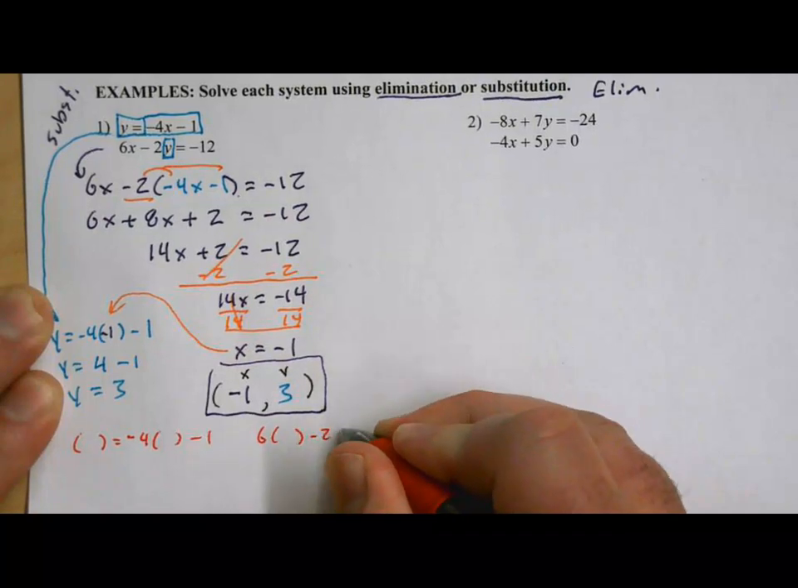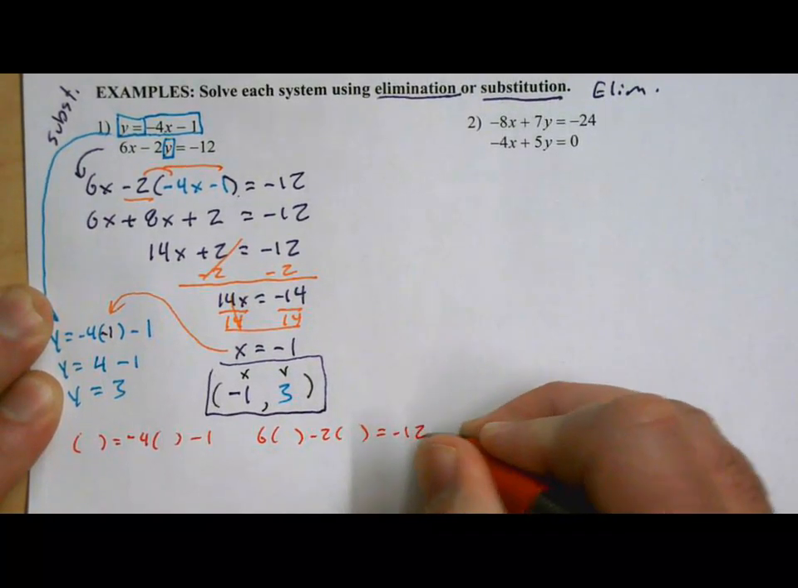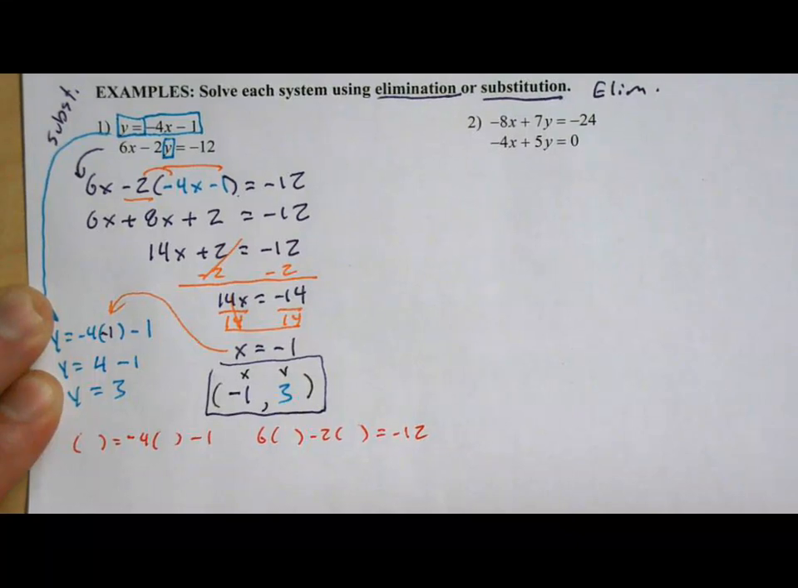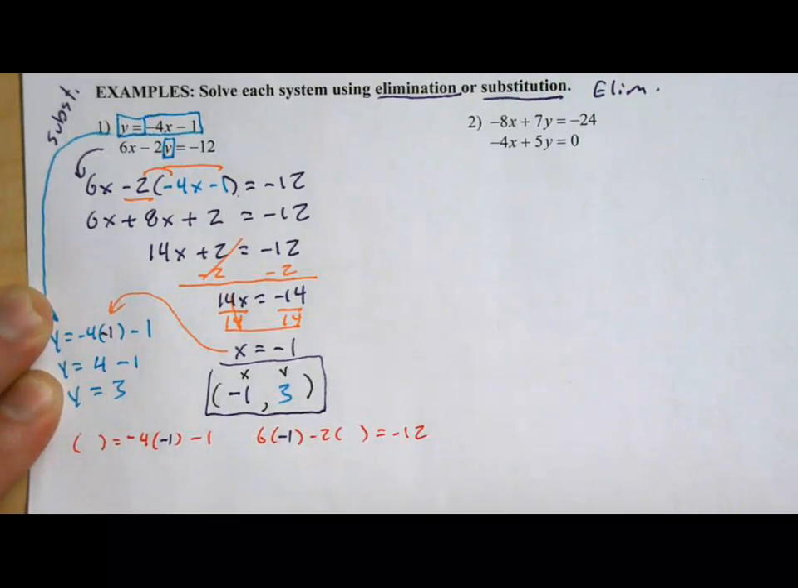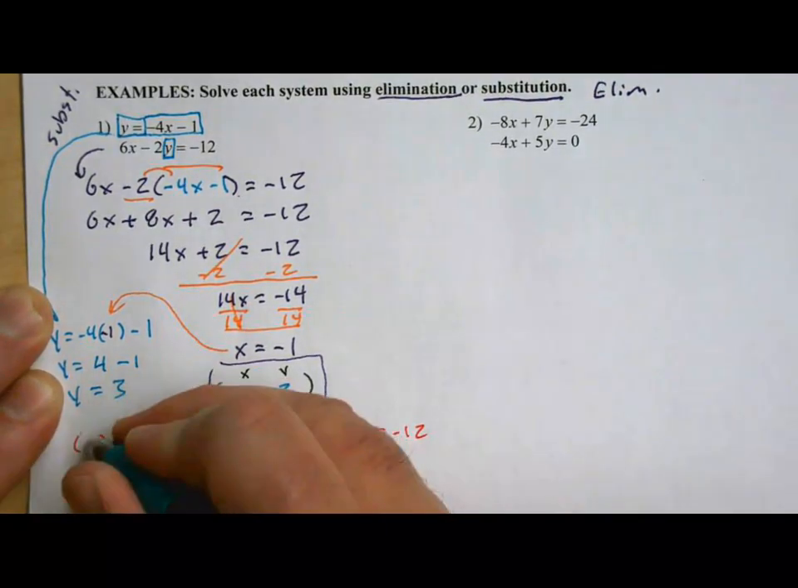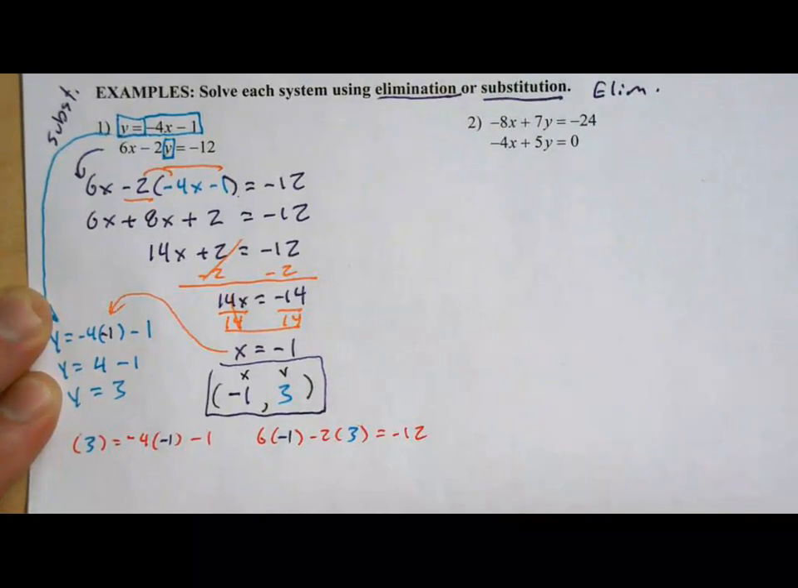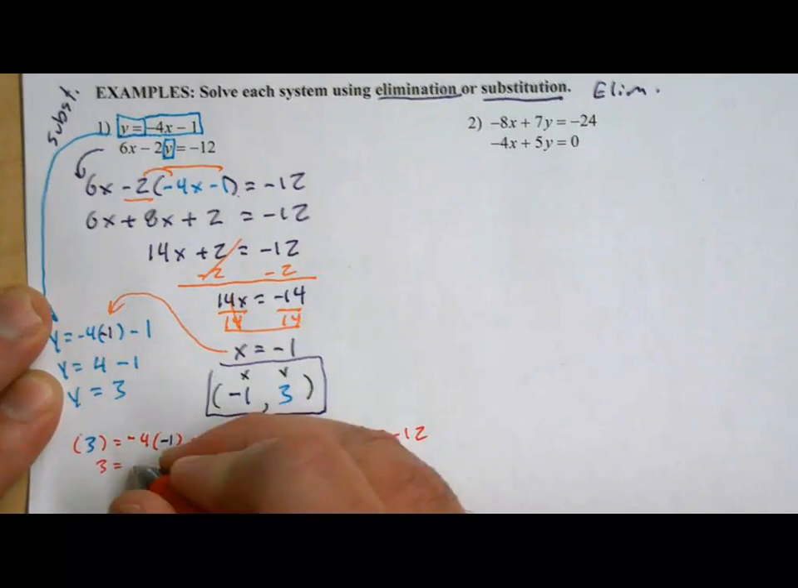6x minus 2y equals negative 12. And I'm going to put my negative 1 in place of the x here and here. And I'll put my 3 in place of the y here and here. What I'm hoping is that once we simplify on both sides, we're going to get the same number on both sides. So this is just 3 equals negative 4 times negative 1 is 4.